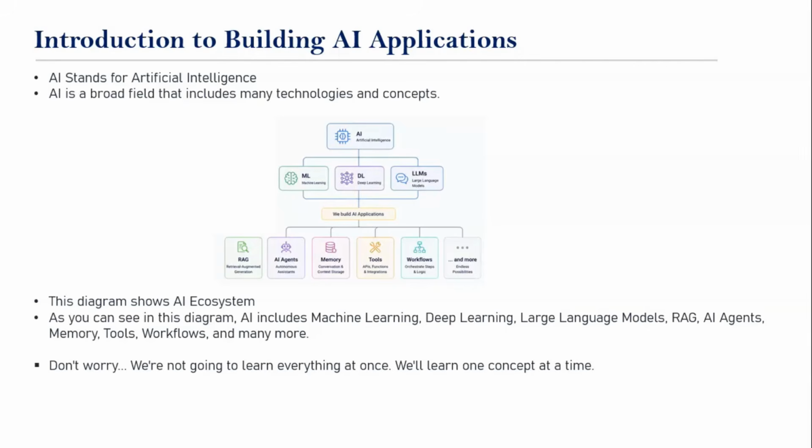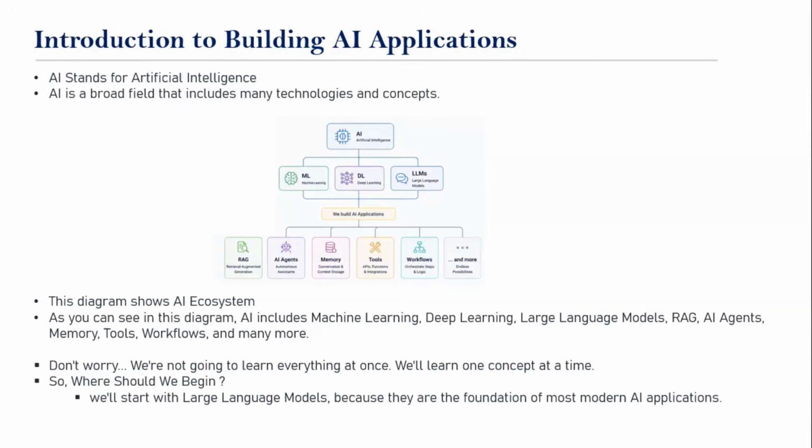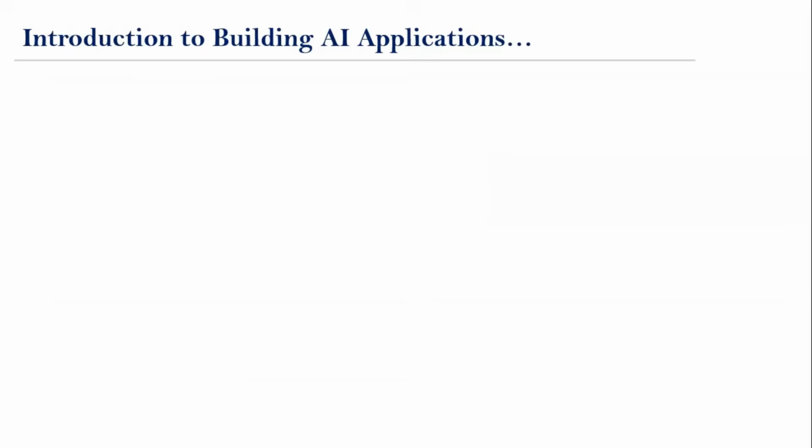So that's why here I am not talking about this diagram. So where should we begin? We will start with large language models, or simply LLMs, because they are the foundation of most modern AI applications. So far we talked about AI, but for the next few minutes, let's set all those AI concepts aside and think like a software developer.